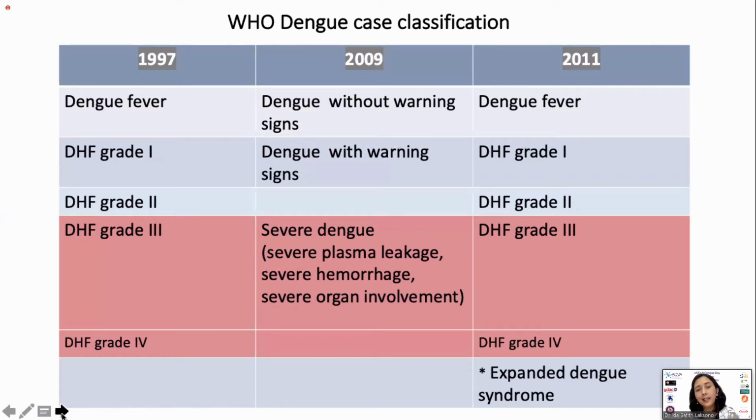This is the WHO dengue classification. We know that there are 1997, 2009, and 2011 versions. Some countries are using the 2009 guideline, and some countries still use the 2011 guideline, like Indonesia. However, the Indonesian Paediatric Society has introduced and disseminated, and currently we are working to finalize our national dengue clinical guideline using the WHO 2009 guideline.